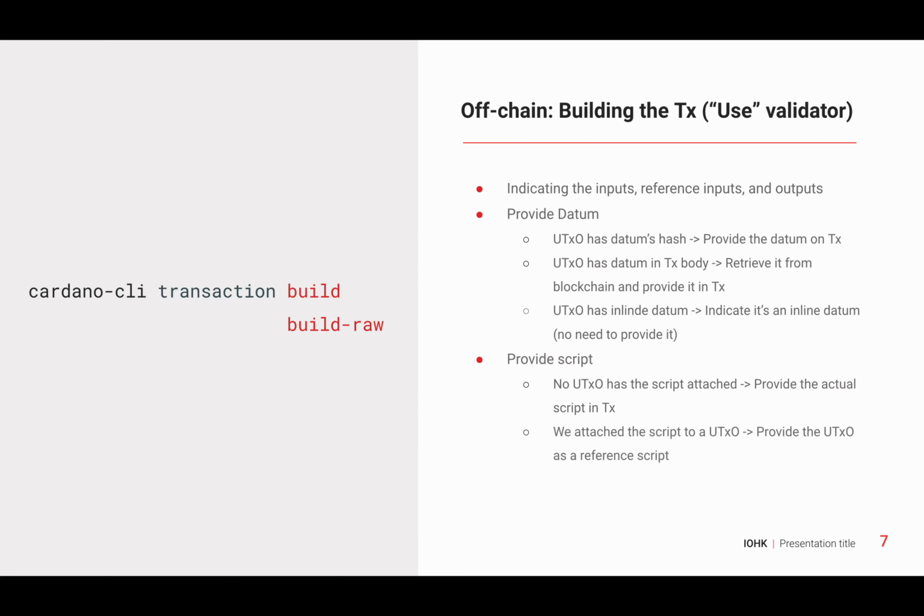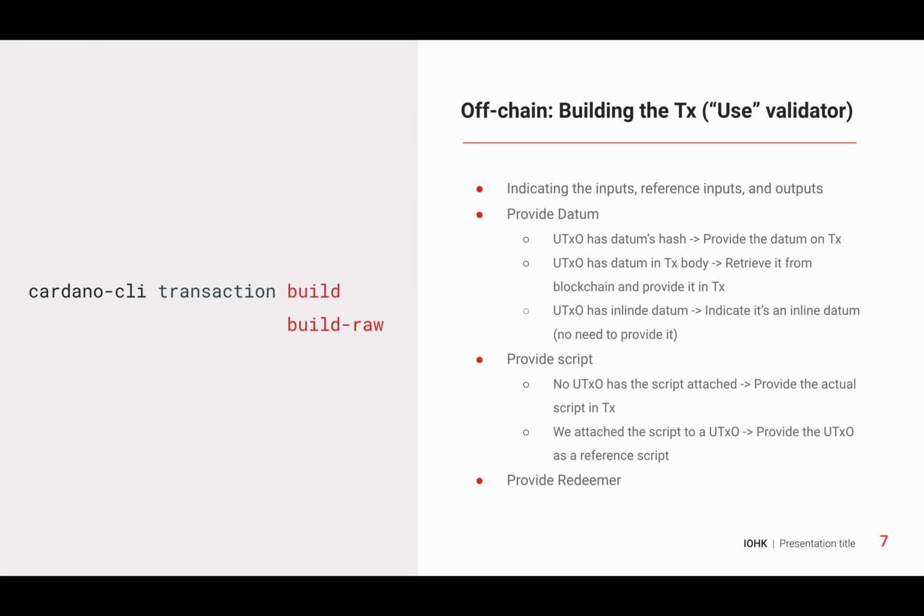Now that we are consuming the script's UTXO, we have to provide the redeemer. This is the responsibility of the consuming transaction because the producing transaction has no idea of what the consuming transaction will provide as the redeemer. So now's the time when we choose and provide the redeemer to the corresponding input.